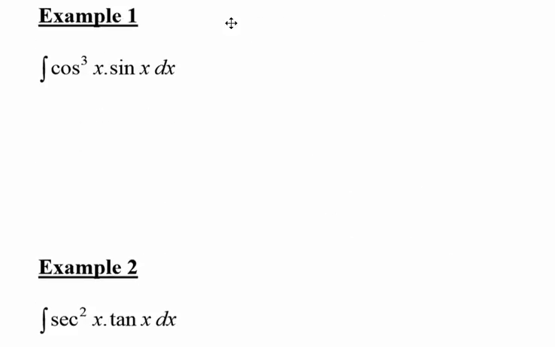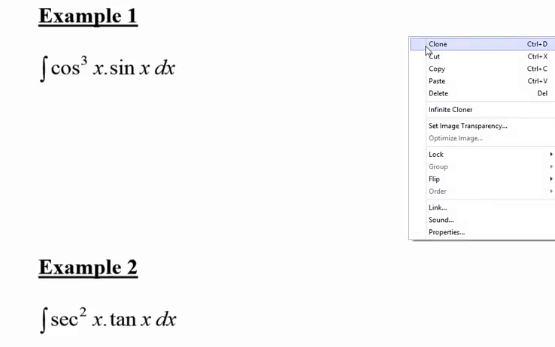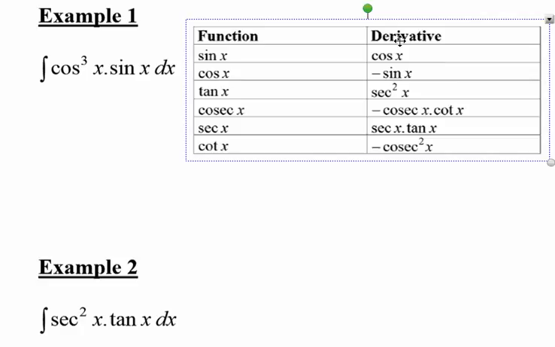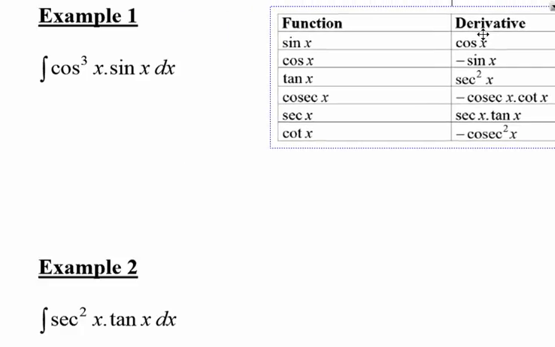Let's have a look at our first example. I'm just going to make sure that I have my table handy, which I advise you do too as you work through these. So let's have a look at this one. I want to see if I can identify a function and a derivative. Well, if I take cos x all cubed as my function, can I see the derivative of cos x? It is negative sine x.